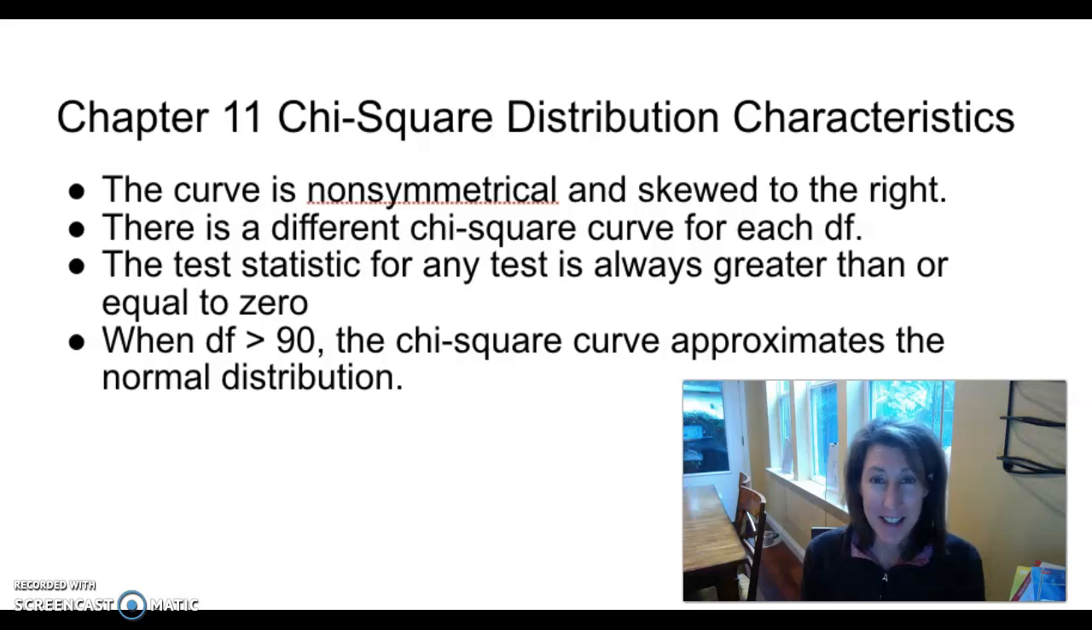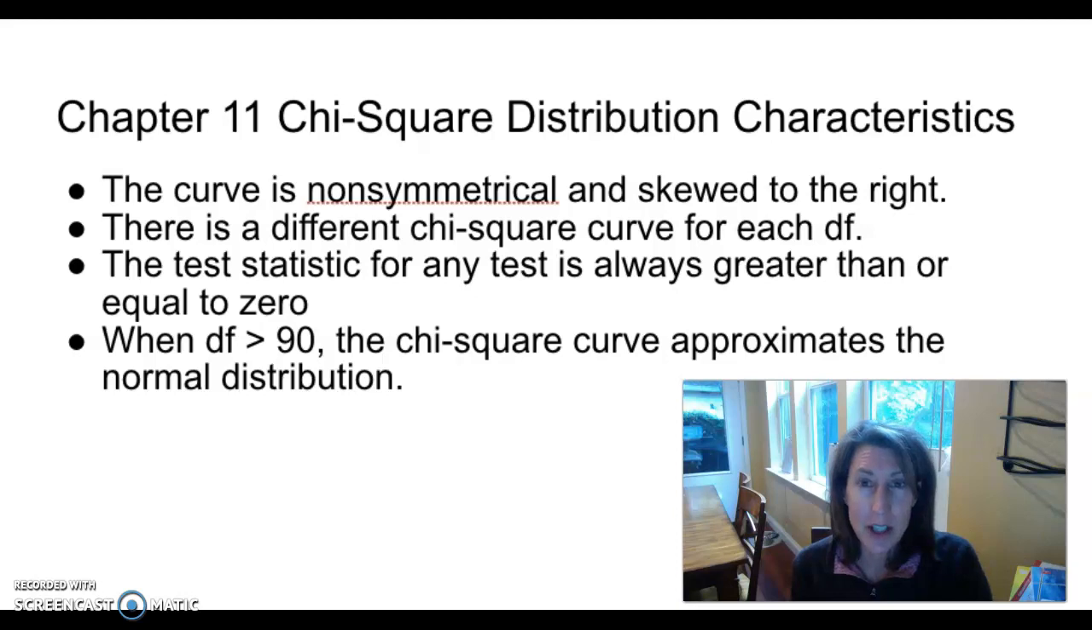Hey everybody, last chapter, chapter 11. We're going to learn about one more distribution, chi-square. Let me tell you a little bit about it. Okay, so what's going on here? This is a non-symmetrical, skewed to the right type of distribution. We're going to use it in certain instances that I will tell you about.